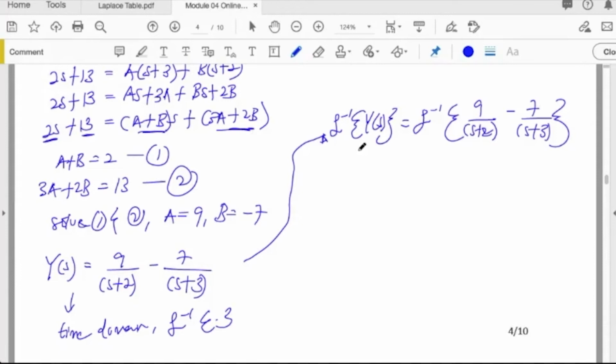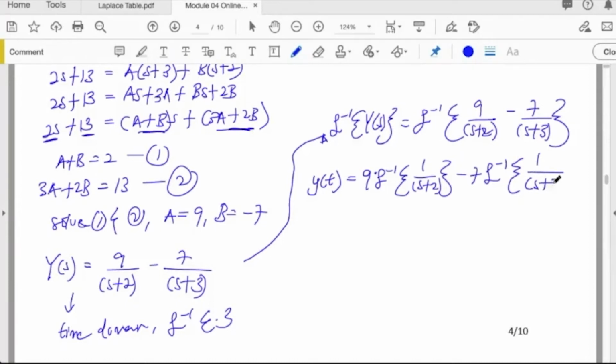Okay, so if you apply inverse Laplace of Y(s), it gives you y(t). And 9 is a constant, so you can put it outside. So you have inverse Laplace of 1 over (s plus 2). Minus 7 is also a constant, you can put it outside. You inverse Laplace 1 over (s plus 3). Okay, so how to find this? You need to refer to the Laplace table.